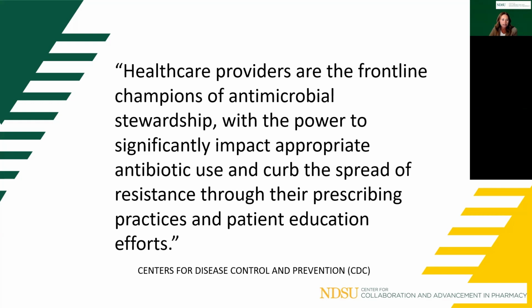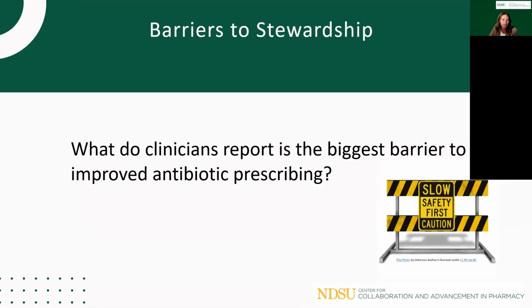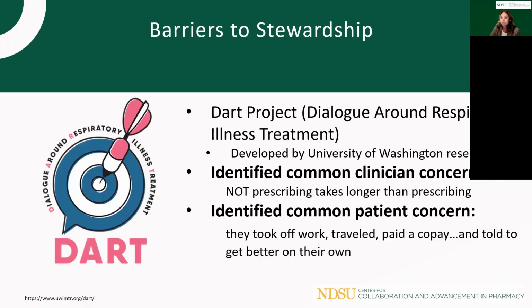But this is a conversation about barriers. So what do you think that clinicians report is the biggest barrier to improved antibiotic prescribing? Think about this for a second. What's the biggest barrier that a clinician would think? It's actually, they say, the patients. And how can we improve this so that the people that we're supposed to be helping are not our biggest barrier? Well, sometimes it comes down to communication.